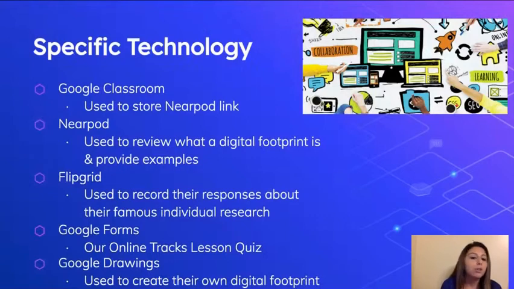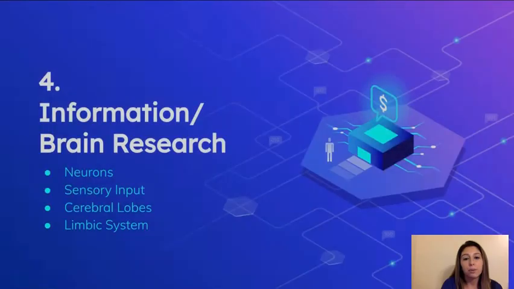Flipgrid will be used to record their responses about their famous person. So students will receive a list of famous individuals, and they will get to pick what individual they want to research, making sure that there's not a lot of the same people, and then they will record what they find about that person's digital footprint using Flipgrid. And then also Google Forms, which students will use for the online tracks lesson quiz, and Google Drawings to create their own digital footprints.